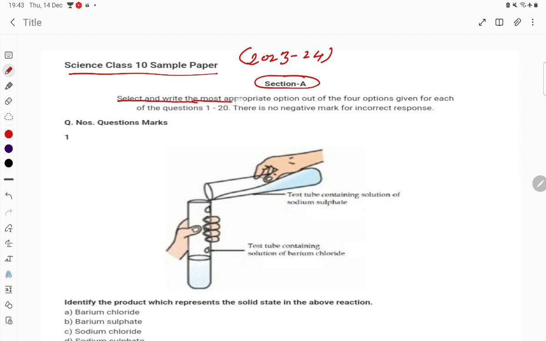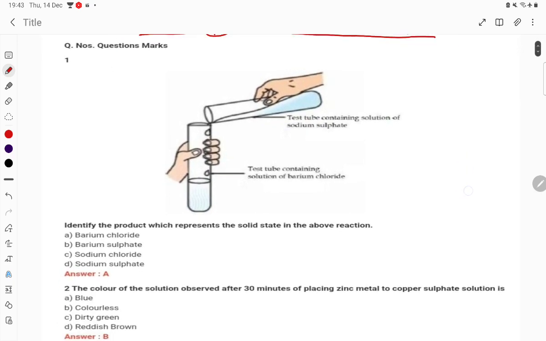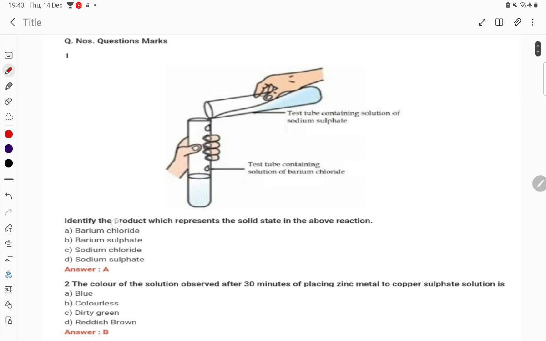Select and write the most appropriate option out of the four options given for each of the questions 1 to 20. There is no negative mark for incorrect response. We are seeing question number 1. Identify the product which represents the solid state in the above reaction.